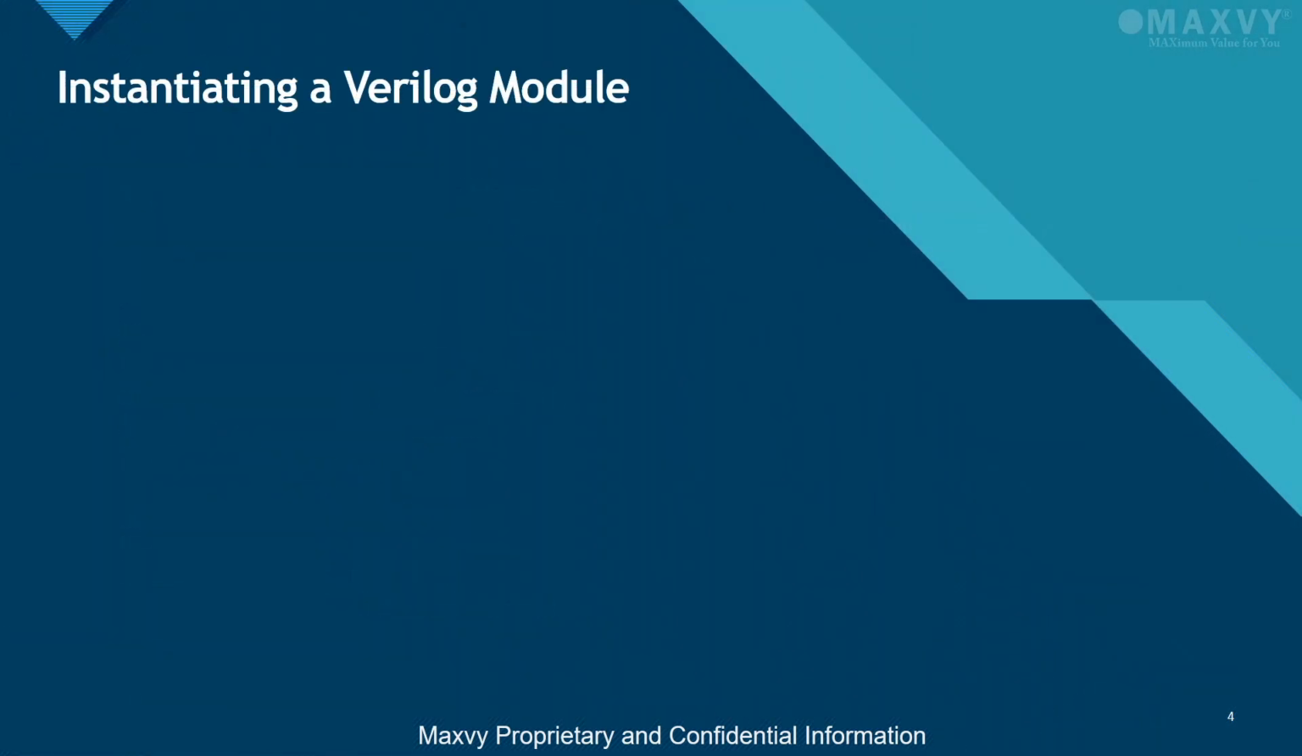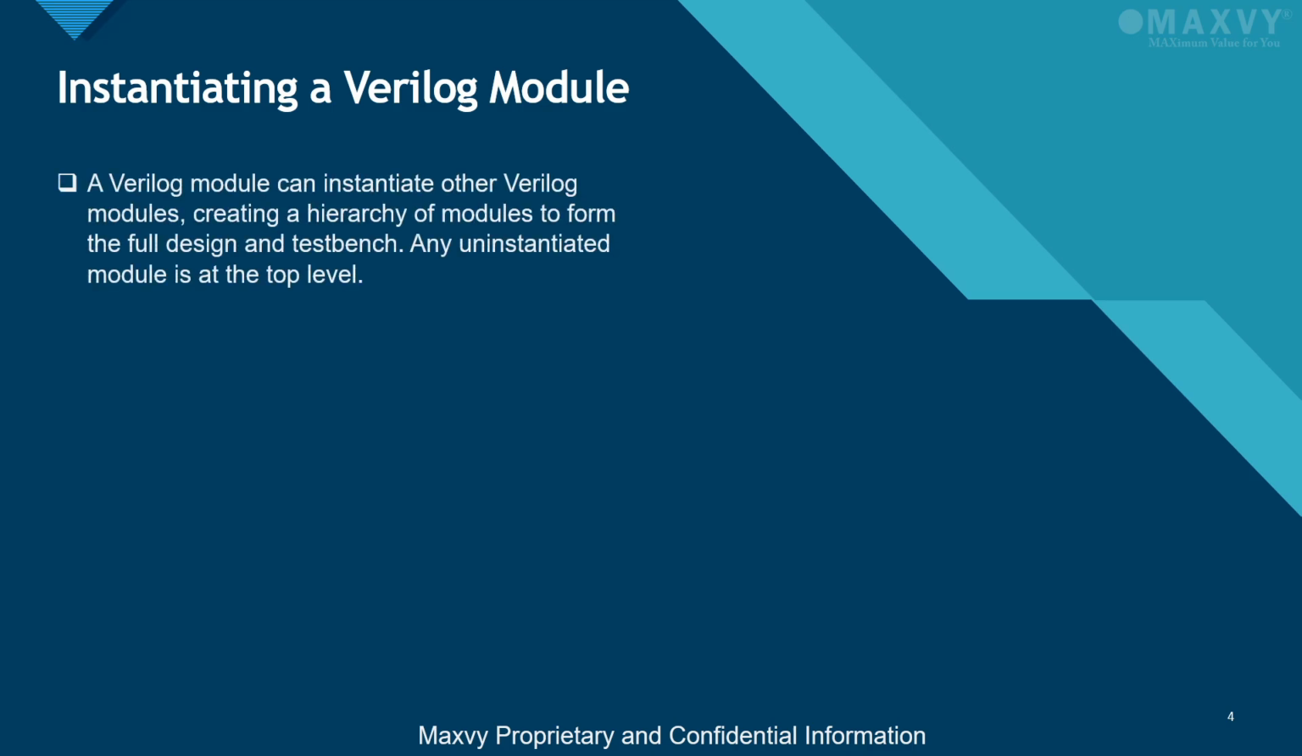In this slide, we will discuss how to instantiate a Verilog module. Instantiating a module is crucial for creating complex designs by reusing smaller manageable modules. A Verilog module can instantiate other Verilog modules. This creates a hierarchy of modules, forming the full design and test bench. Any module that is not instantiated is considered to be at the top level.